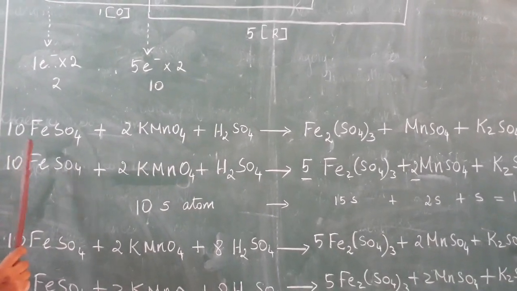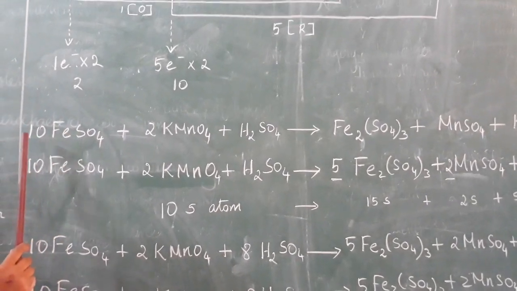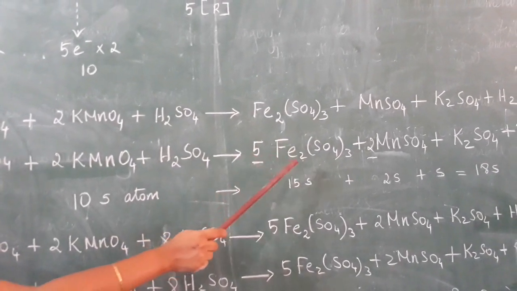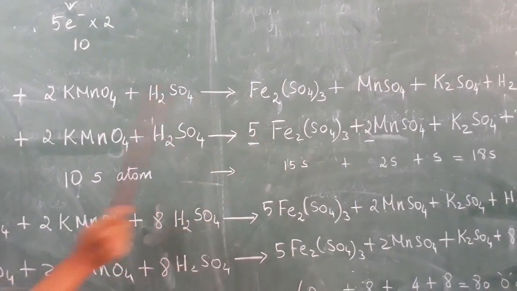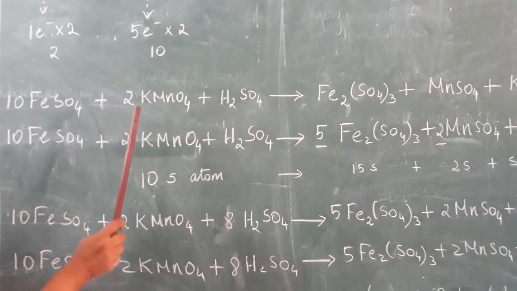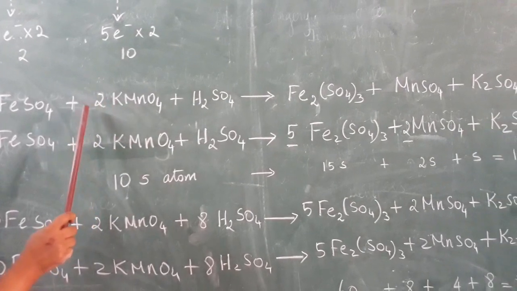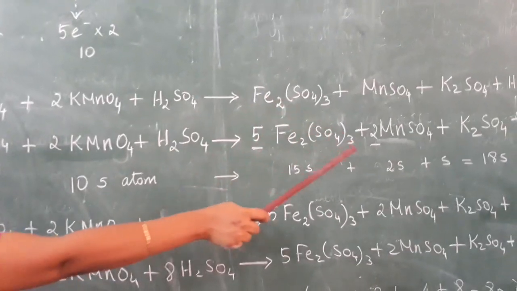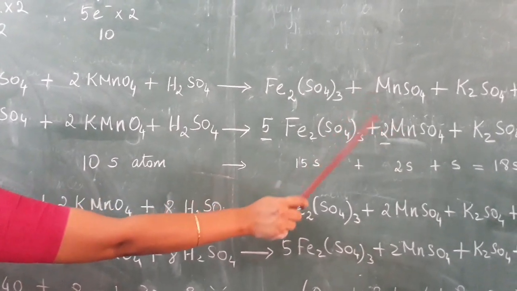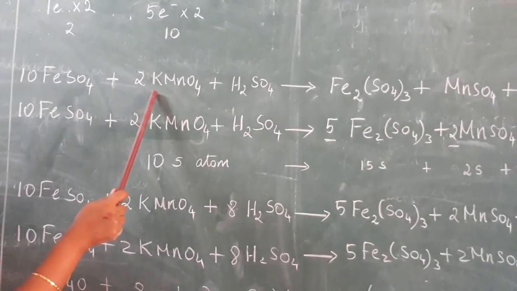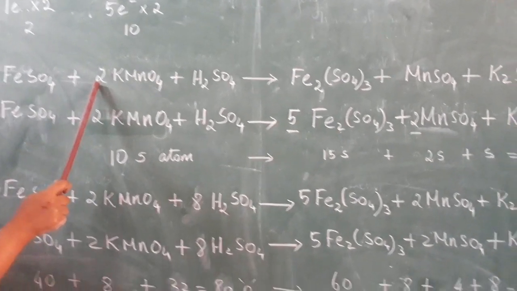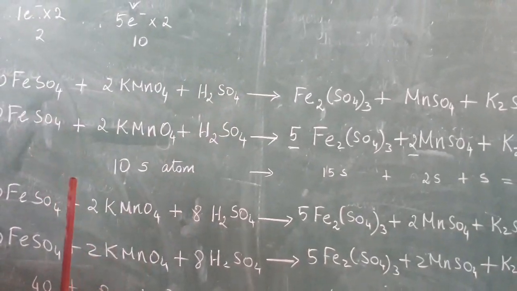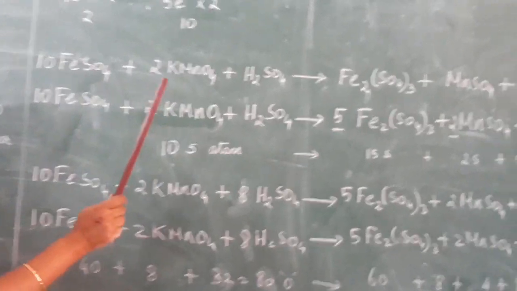Now you see the iron. How many iron atoms are present on the reactant side? 10. So I put the number 5 on the product side. So 5 into 2, 10. We balance the iron on both sides. Next we have to see the manganese. In manganese, on the reactant side we have 2 moles. So we have to multiply manganese sulfate by 2. So manganese is also now balanced. Now see the potassium. On the reactant side potassium is 2, and the same way on the product side also 2. So potassium is also balanced. Now we have balanced iron, potassium and manganese.